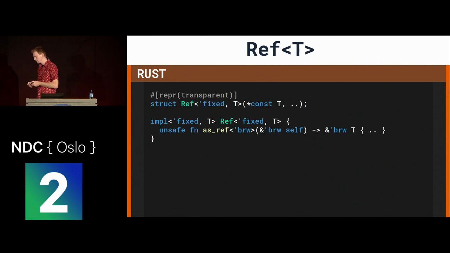So the ref type is here to fix that. It has a repr of transparent, which in Rust means that it has the same ABI as its one non-zero-sized field.